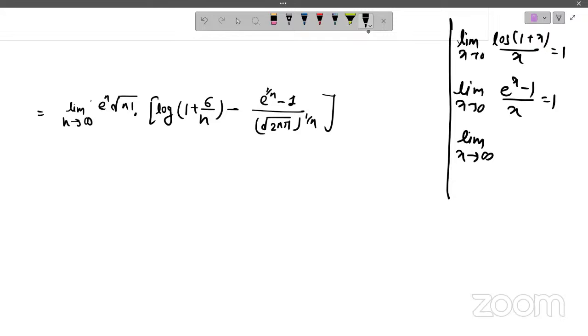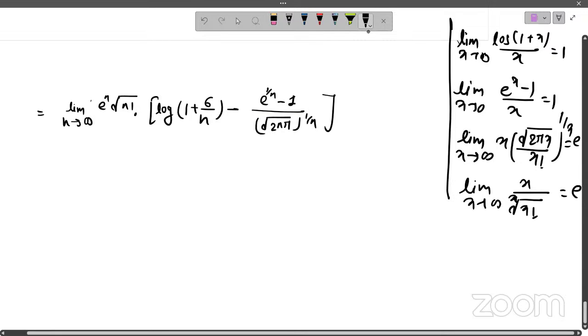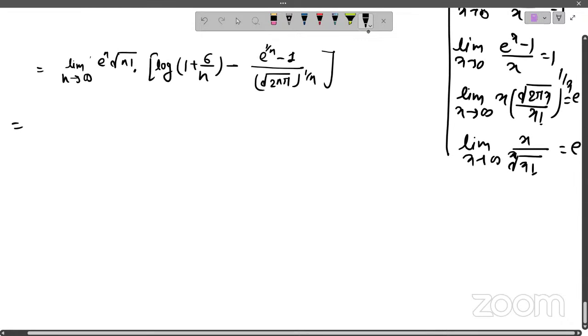Limit x goes to infinity. Now here observe that this limit is going to 0 and this limit is going to infinity, so keep in mind that these are not the same. The limit as x goes to infinity of x upon (x factorial) to the power 1 by x is equal to e, and the limit as x goes to infinity of x by the x-th root of x factorial is equal to e. Okay, so these are the limits. So in the given function, try to reduce your terms to these forms of limits.